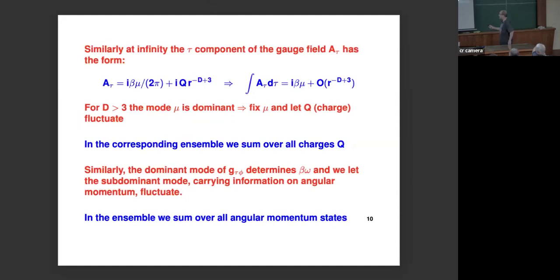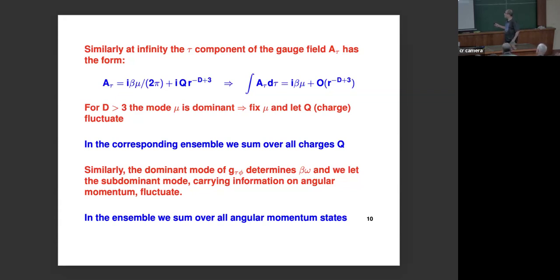Okay. So similarly, in the same setting, at infinity, the tau component of the gauge field has this form, i beta mu. I've just chosen this constant to be this one. Just some constant plus q times r to the minus d plus 3. Again, a constant and 1 over r. In d equal to 4, we are familiar with the fact that the gauge field asymptotically can go to a constant and then there's a 1 over r piece. And again, we see that this mode is dominant.